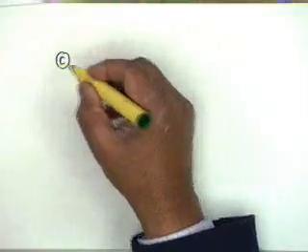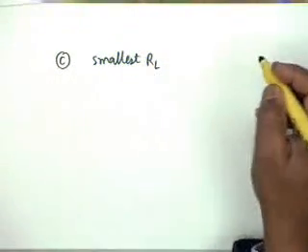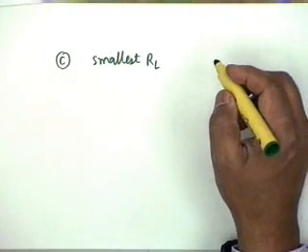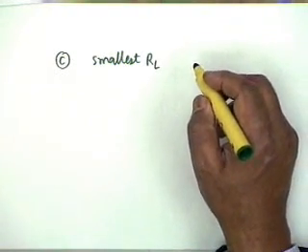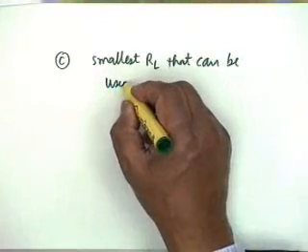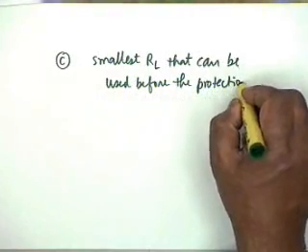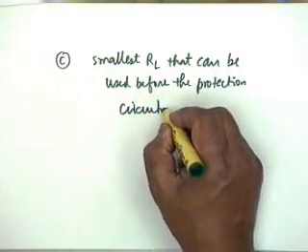The last part of the question. What was the last part of the question? I have not spelled out yet the last part of the question. Last part of the question is, what is the smallest RL that can be used before the protection circuitry starts to operate?